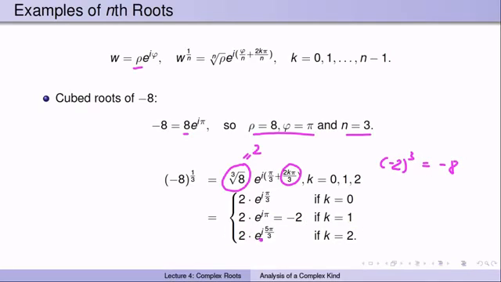And the third solution is 2 times e to the i pi over 3, and now we have to plug in k equals 2, so 4 pi over 3. But pi over 3 plus 4 pi over 3, that's 5 pi over 3. So this is the third solution we find.